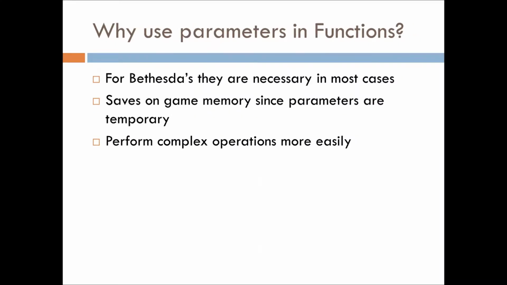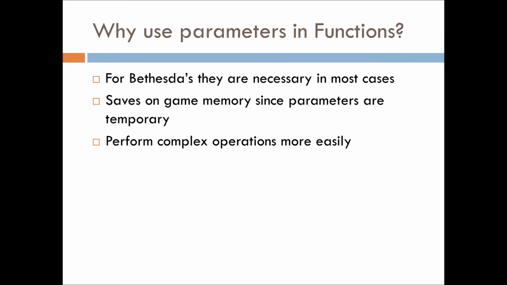So why use parameters and functions if they're so limited in scope? Bethesda created functions that require them, so in those cases you want to give them what they need in order to work, like MoveTo, DamageActorValue, AddOrModActorValue, so on and so forth. Because parameters and arguments are temporary, it'll save on your game memory using arguments when you can, instead of, let's say, a property.